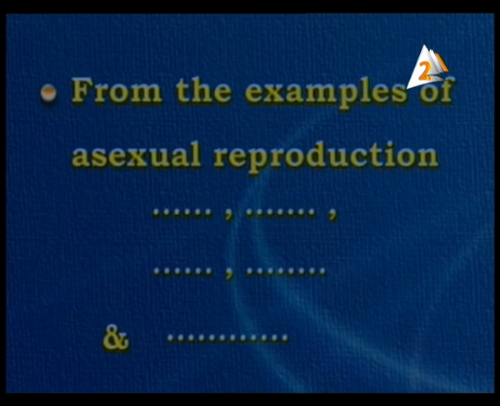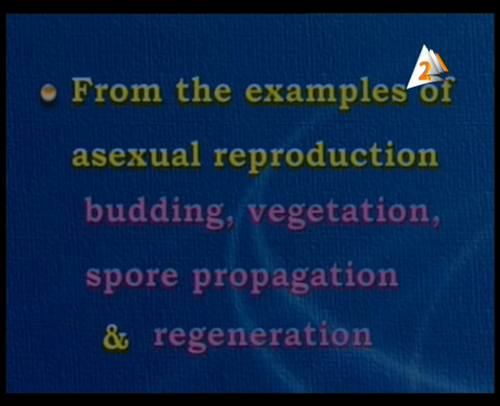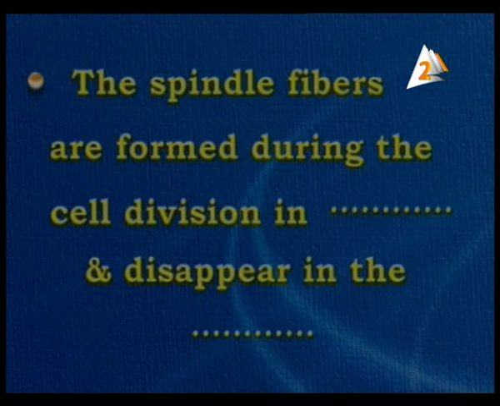Another question: we have many examples of asexual reproduction. For the first, budding, vegetation, or spores. Yes, spore propagation. This is not all, but I have another one. Asexual through one parent only. What does this mean for the last one? It's called regeneration, which happens in the starfish.